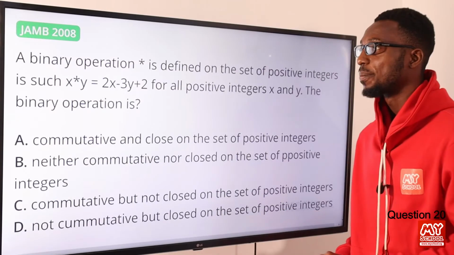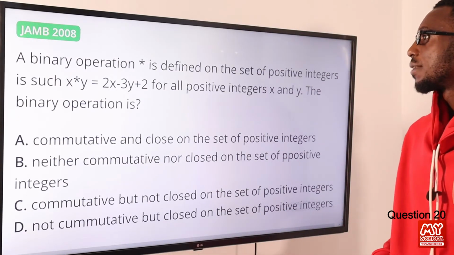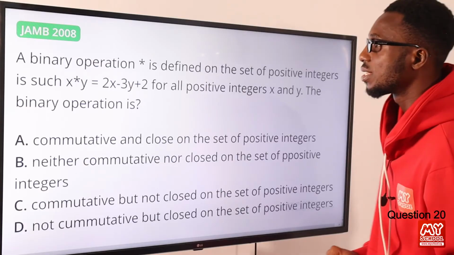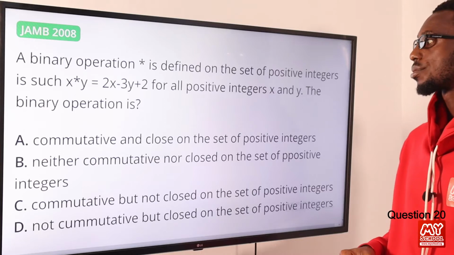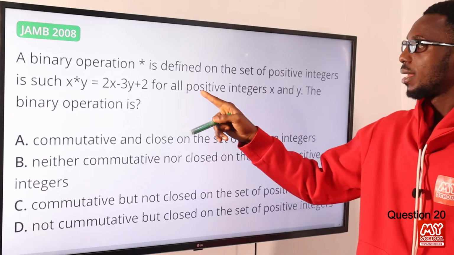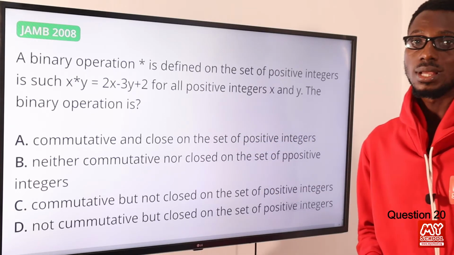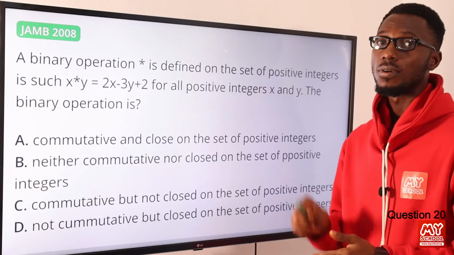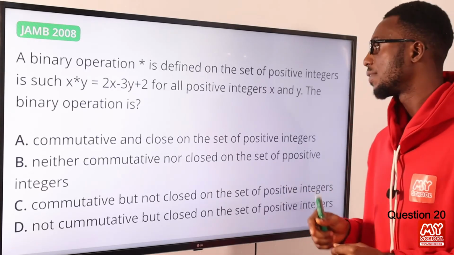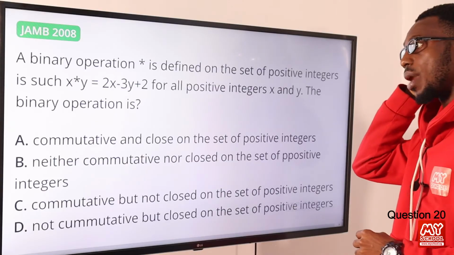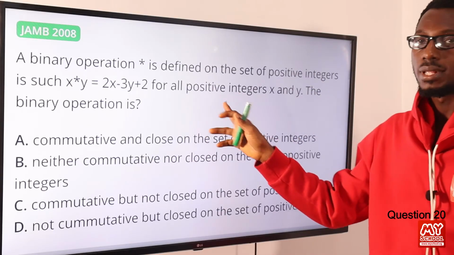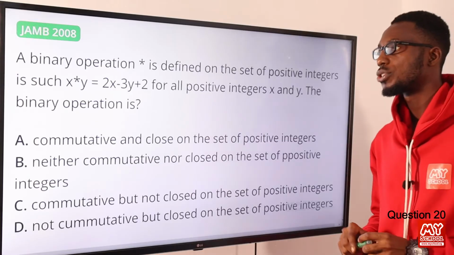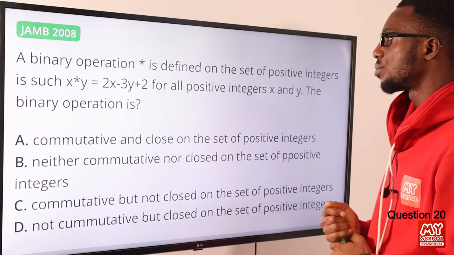Number 20. A binary operation is defined on a set of positive integers, which is 2x minus 3y plus 2, for positive integers. Positive integers: 1, 2, 3, 4, 5, not minus 1. Okay, x and y. So the values of x and y should be positive integers. Okay, so the binary operation is what? So we should note this.